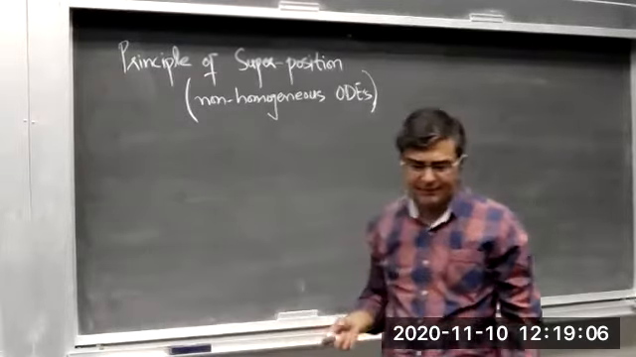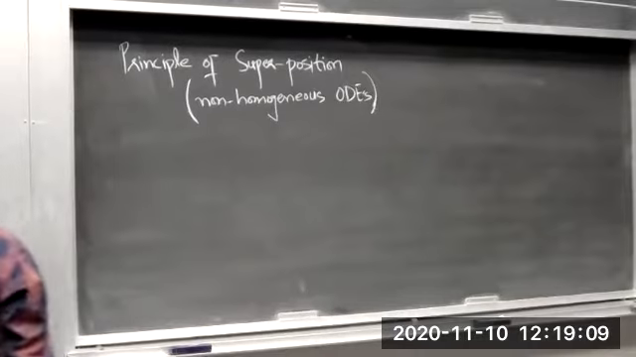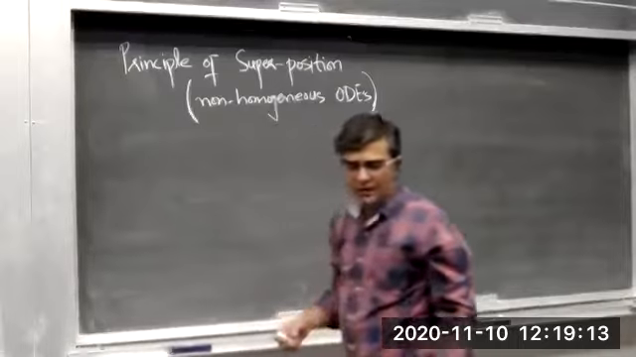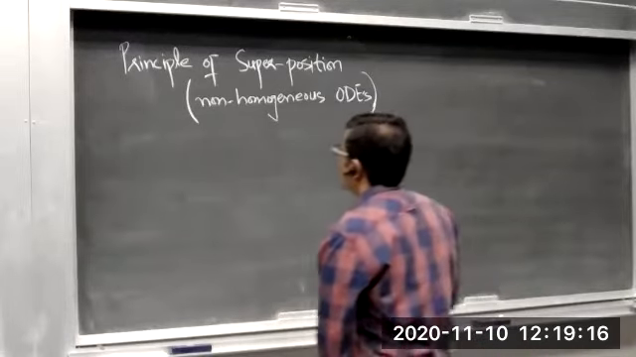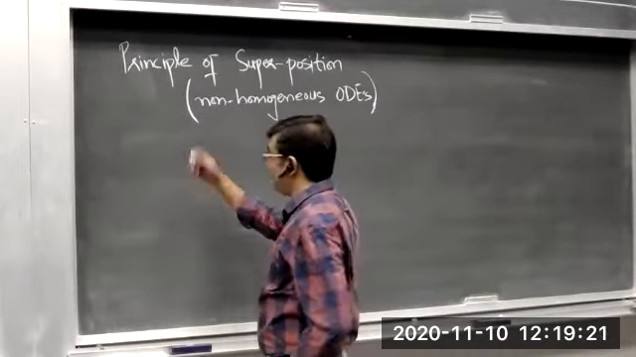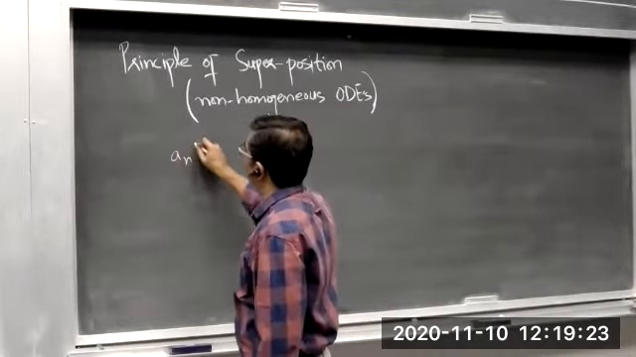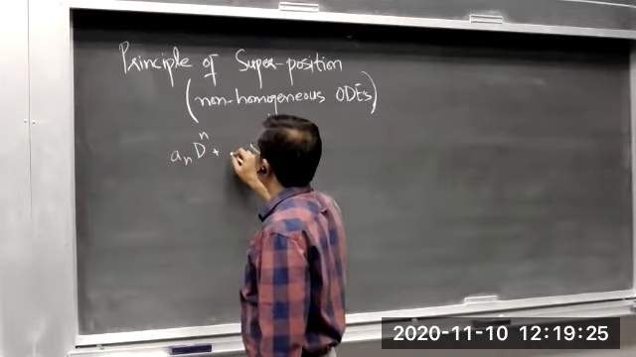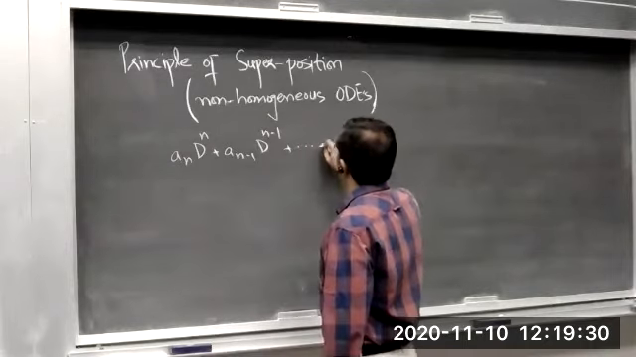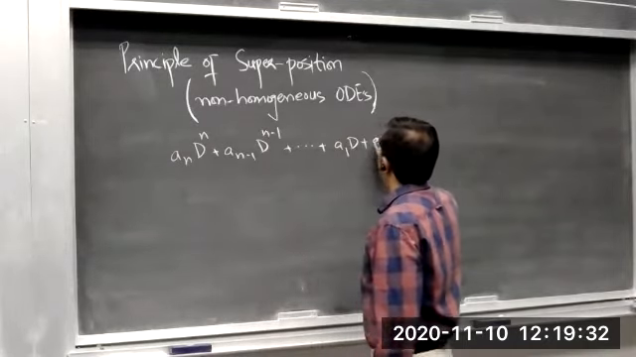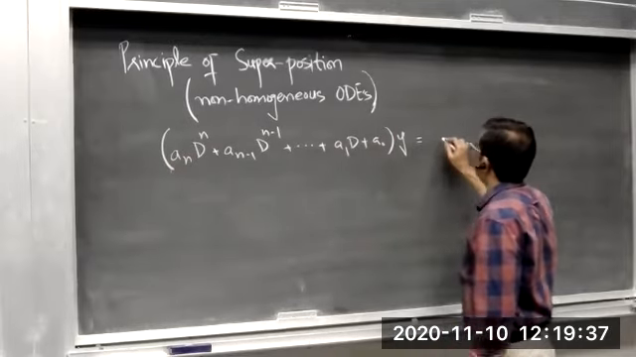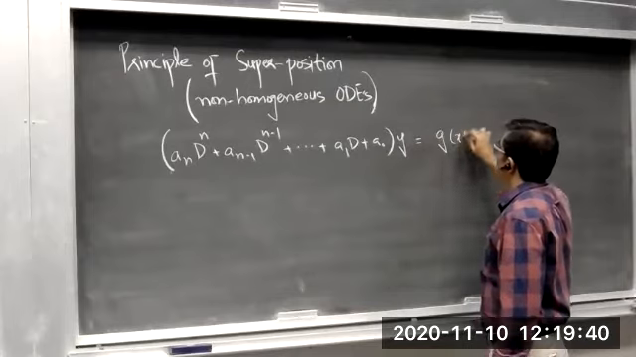What is this principle of superposition? In short, I'm going to tell you, if we have a differential equation, nth order, you can write a_n D^n plus a_{n-1} D^{n-1} plus so on, plus a_1 D plus a_0, y is equal to g of x.